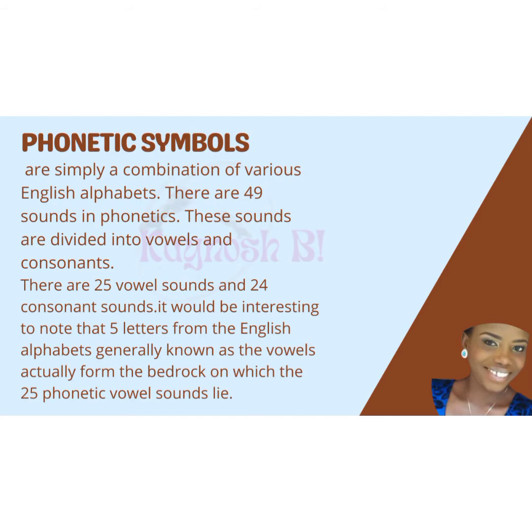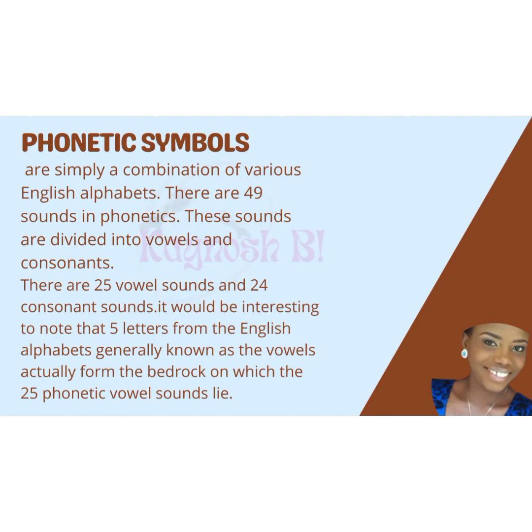Phonetic symbols are simply a combination of various English alphabets, of course. Like I said earlier, there are 49 sounds in phonetics. These sounds are divided into vowel sounds and consonant sounds. There are 25 vowel sounds and 24 consonant sounds. It will be interesting to note, as earlier stated, that 5 letters from the English alphabet, generally known as the vowels, A, E, I, O, U, form the bedrock on which the 25 vowel sounds lie. So the remaining 21 letters make up the consonant sounds, with an addition of 3 familiar symbols.